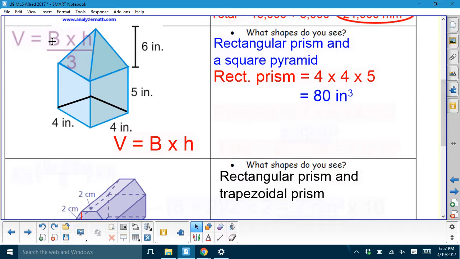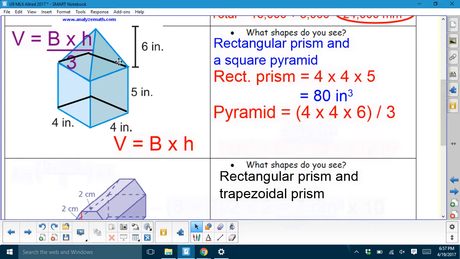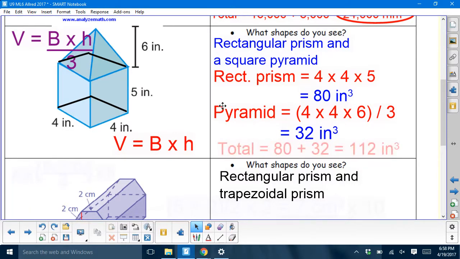The pyramid on the top has a formula, big B times height divided by 3. And it's also a square pyramid, just like that's a square prism. Its square is just like this square that's on the back that I poorly drew there for you with those black lines. To find its volume, we're going to do 4 times 4, the area of the base, times 6. 4 times 4 is 16, times 6 is 96, divided by 3 is 32 cubic inches. So, to find the total volume of that composite shape, I can do 80 plus 32 and get 112 inches cubed for the total volume of that composite figure.